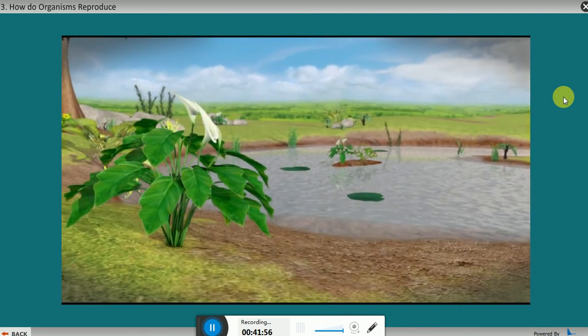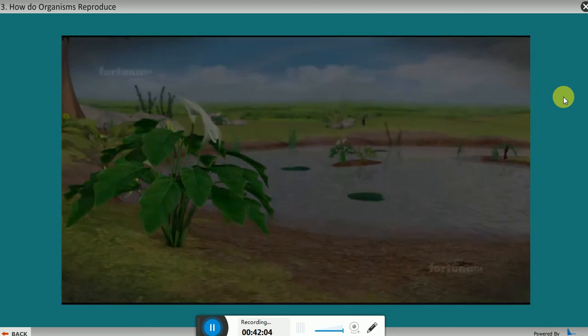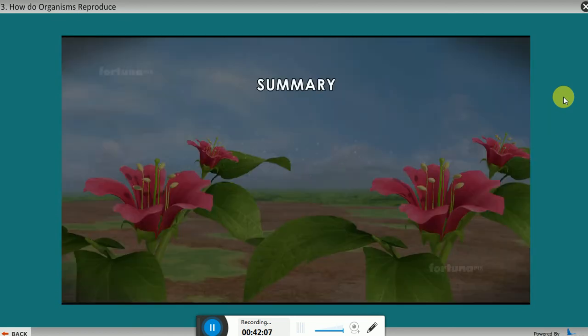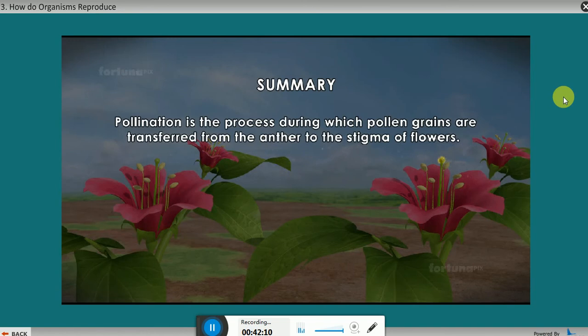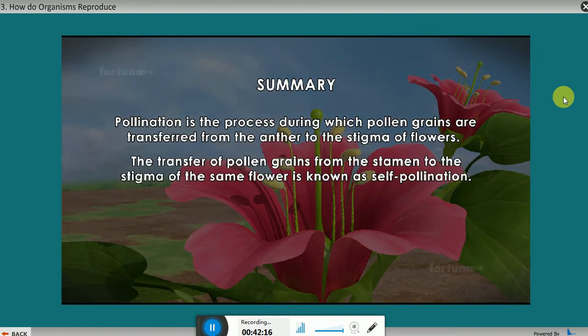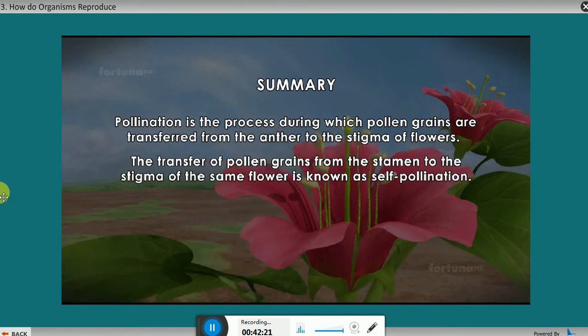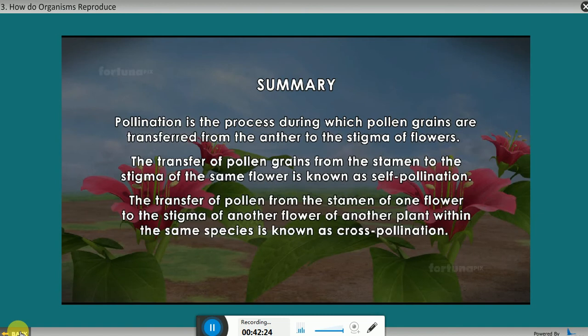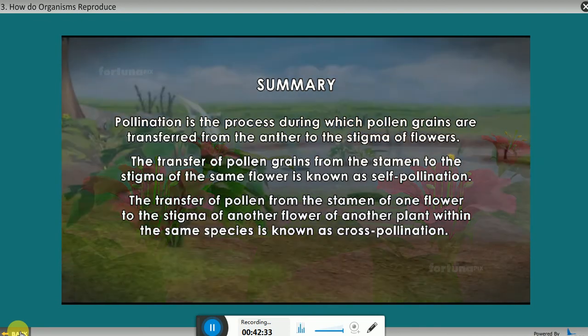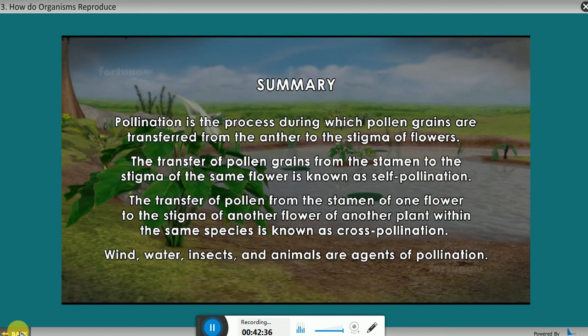Besides insects, wind, water, and other animals such as bats also help in cross-pollination. Summary: pollination is the process during which pollen grains are transferred from the anther to the stigma of flowers. The transfer of pollen grains from the stamen to the stigma of the same flower is known as self-pollination. The transfer of pollen from the stamen of one flower to the stigma of another flower of another plant within the same species is known as cross-pollination. Wind, water, insects, and animals are agents of pollination.